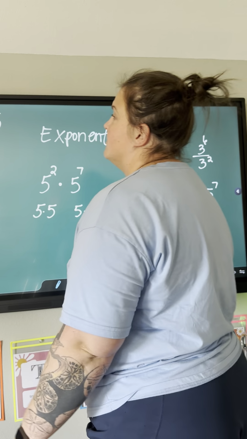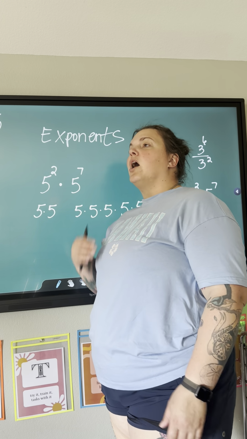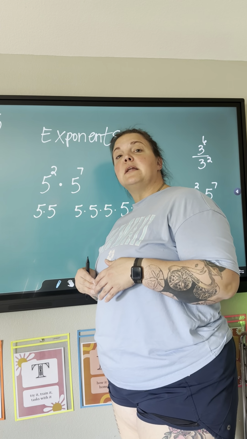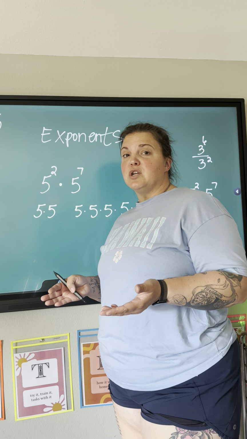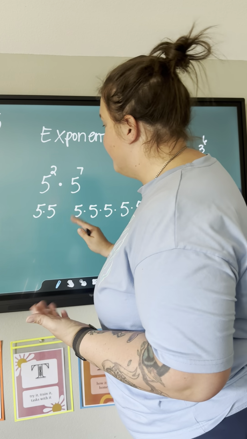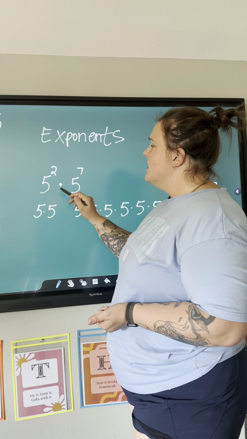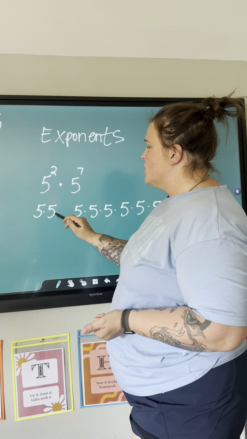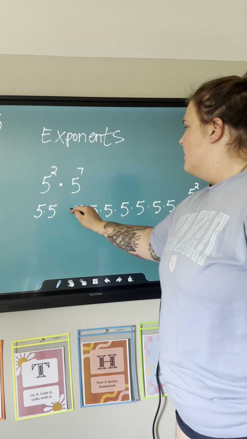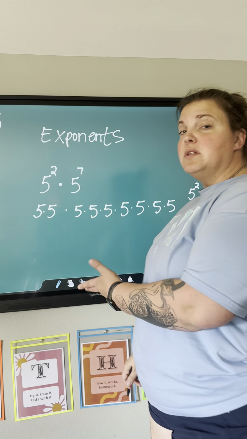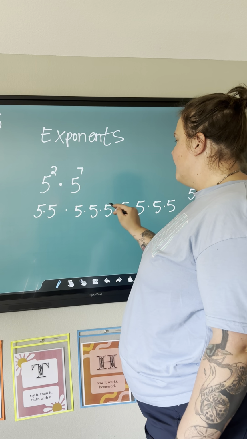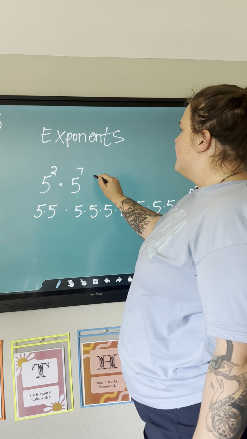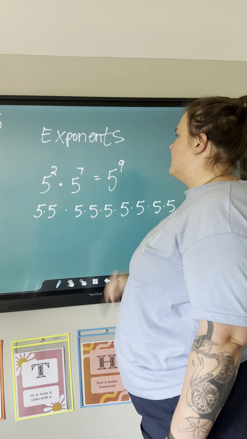Exponents and scientific notation, which is what you'll get into in another unit, are a really handy way of condensing really big numbers so that we don't have to write them out giant. And this is helpful. 5 squared times 5 to the 7th. 5 squared, 5 to the 7th times is, oh look, 2, 3, 4, 5, 6, 7, 8, 9. The same as 5 to the 9th.